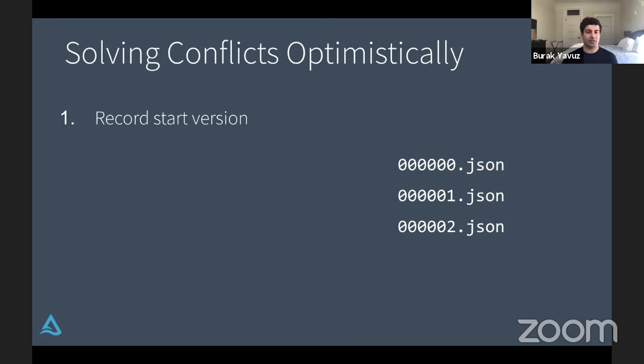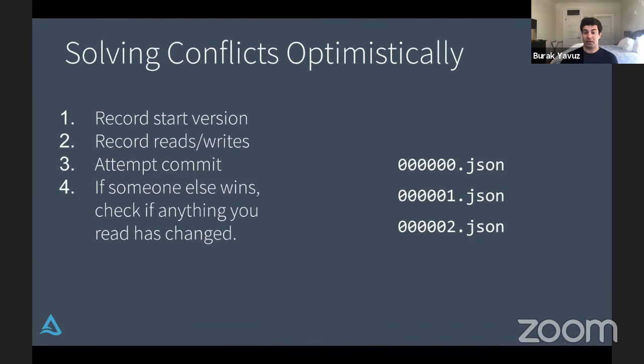The way that optimistic concurrency works is that we first record the start version, then we record the reads and writes of that version, and then we attempt to commit. If someone else wins, you have to check all the changes that have happened since your read version and see if anything changed with regards to what you read. In the case where two appends come in at the exact same time, since you didn't read anything, you would have two writers.